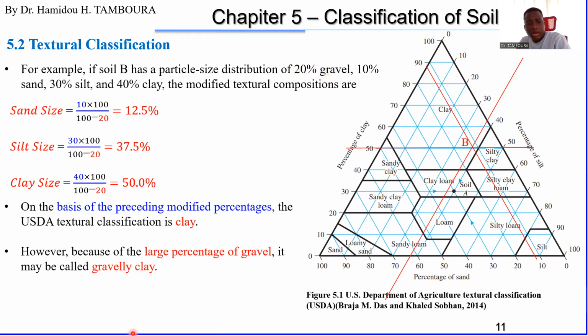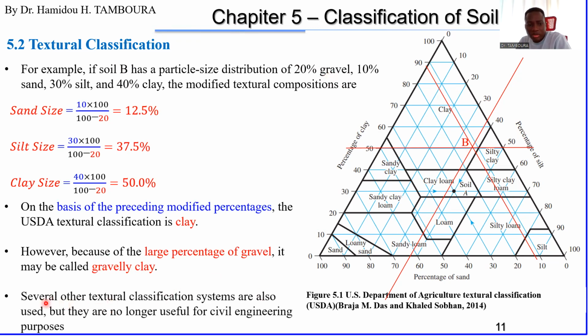Okay, yeah. Then I think there are several other textural classification systems. Okay, but they are no longer in use for civil engineering purposes. This one is the main one in use. So I think everything concerning the textural classification system, you know. So I hope if we go through a few more examples, you will understand more and you will be able to do it alone next time.